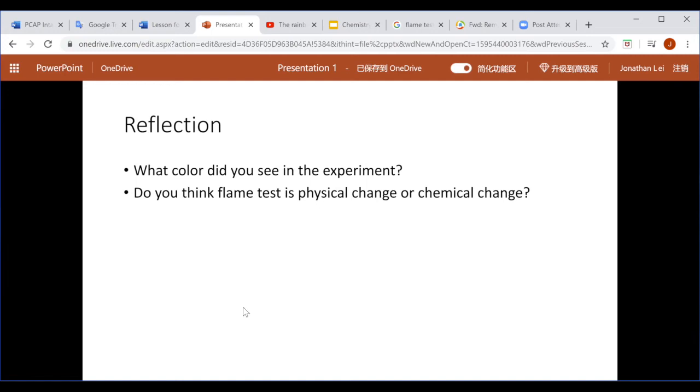Another question. Do you think flame test is physical change or chemical change? Chemical change because they added a substance which formed a new substance. So actually it is physical change. Yeah, when I first made this question, I also thought it's chemical change, but let's explain why it's physical change.